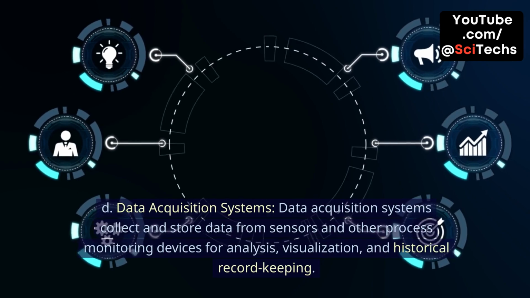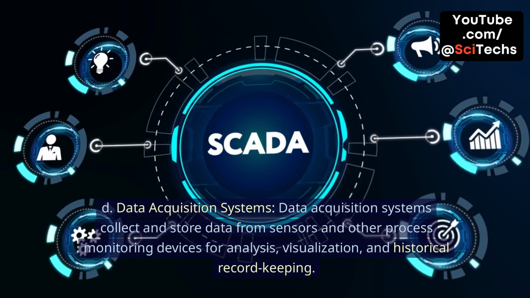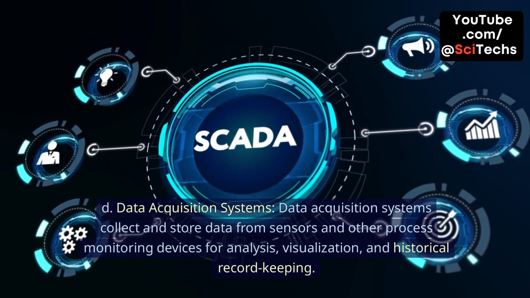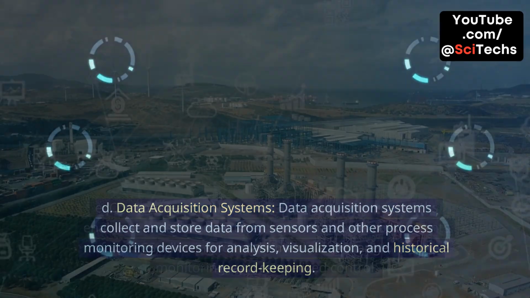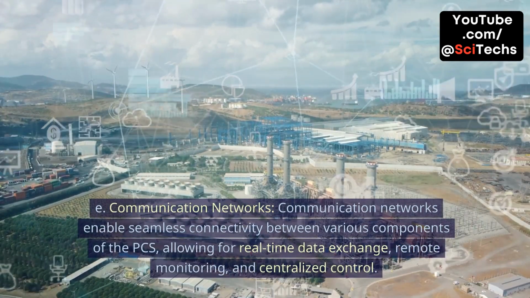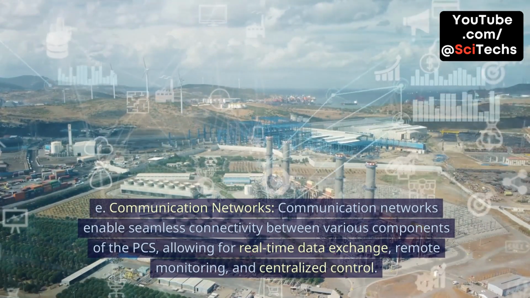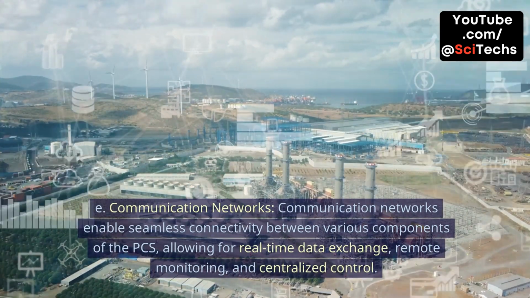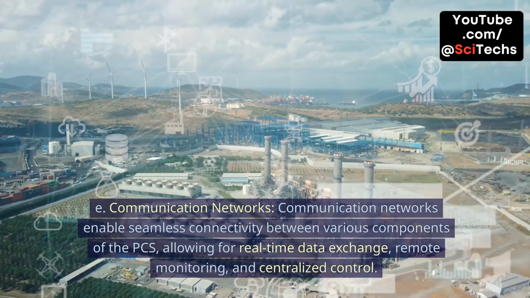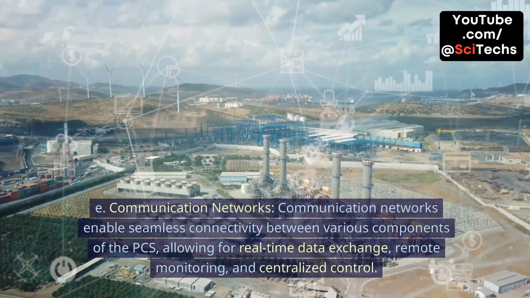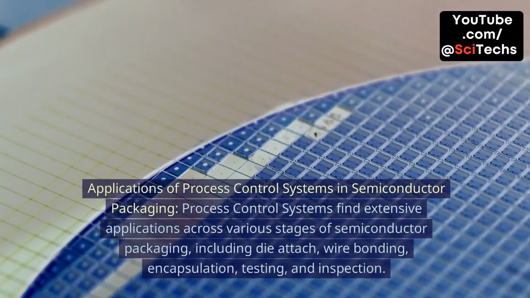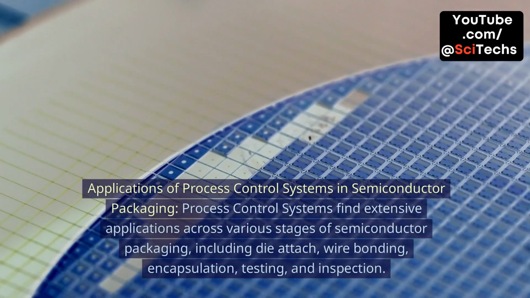Data acquisition systems collect and store data from sensors and other process monitoring devices for analysis, visualization, and historical record-keeping. E. Communication networks. Communication networks enable seamless connectivity between various components of the PCs, allowing for real-time data exchange, remote monitoring, and centralized control. Applications of process control systems in semiconductor packaging.